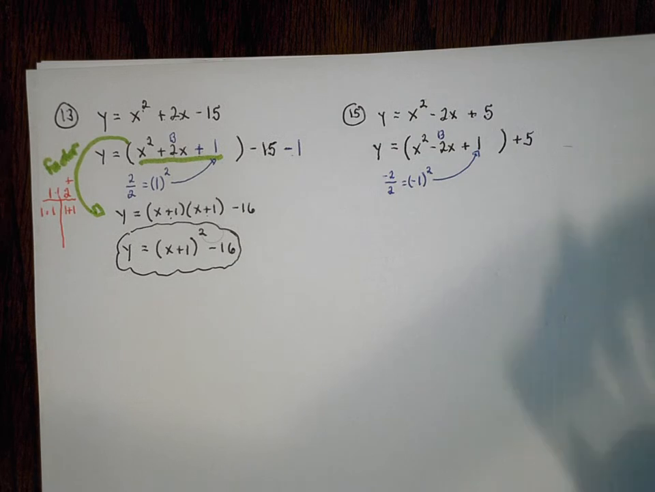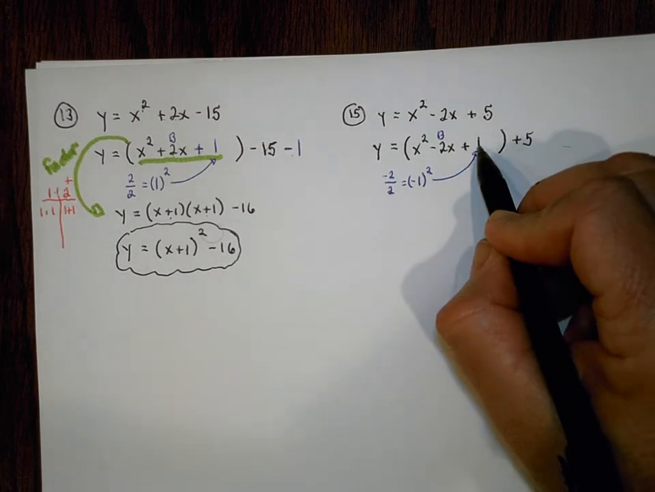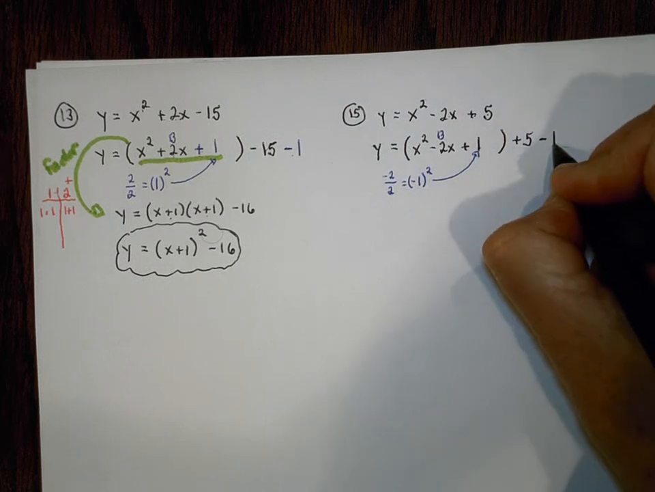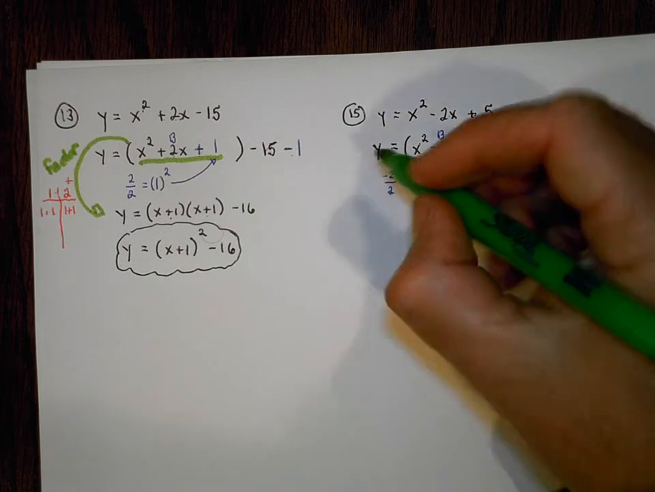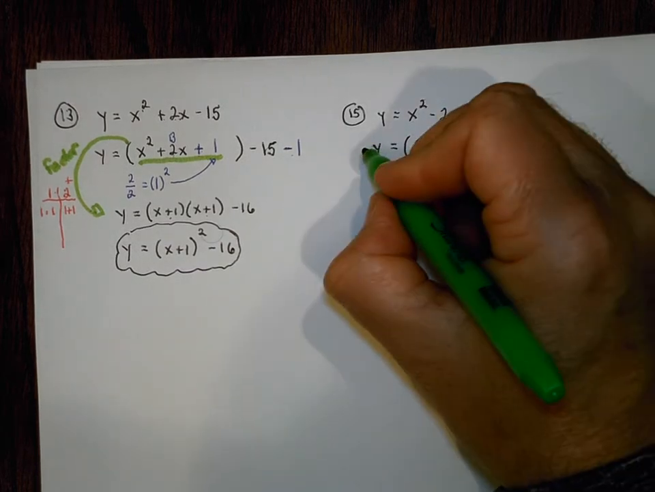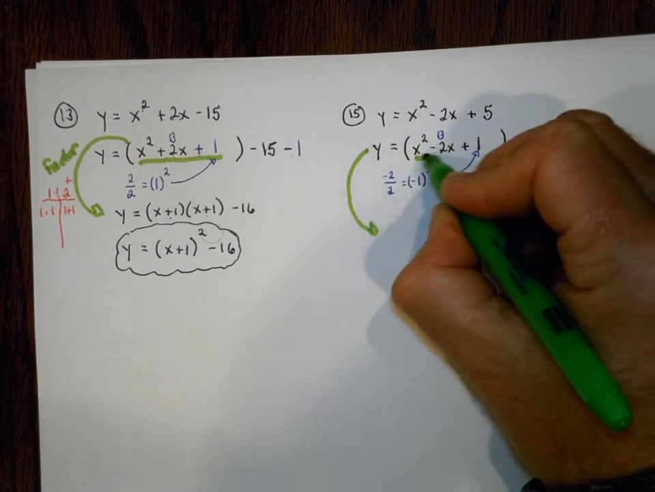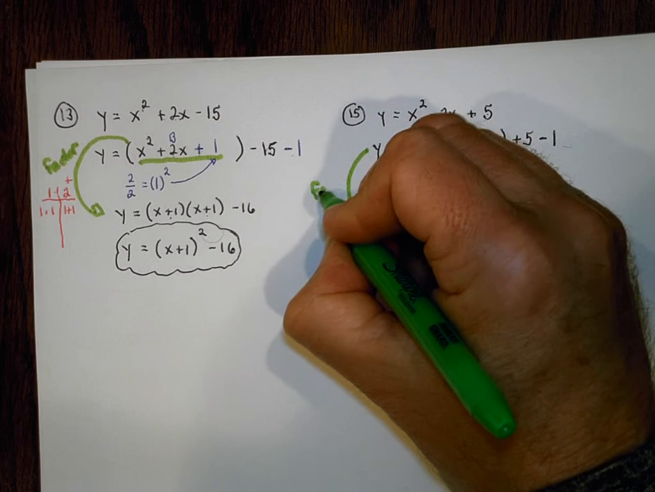Okay, now don't forget this step, because I put a +1 inside the parentheses. I have to put the opposite of that to balance it out, which is a -1 outside the parentheses. Okay, I'm not done yet though, because I haven't got this in vertex form yet. So now I need to take this new trinomial that I created, x squared minus 2x plus 1, and I have to factor the trinomial.